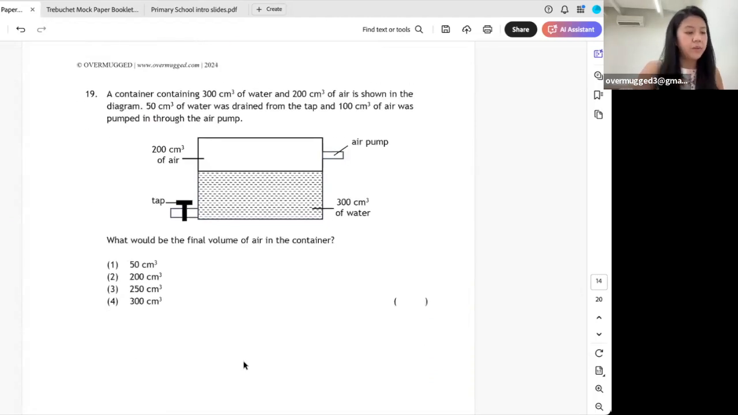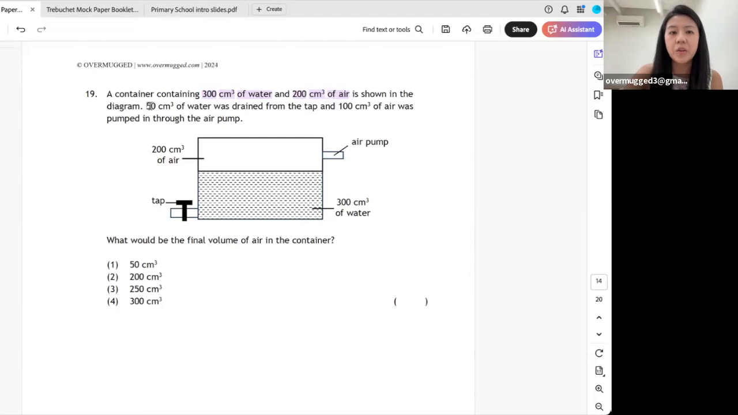Okay, this is a common trick question that students tend to get confused, all right? You need to understand the concept of gases not having definite volume. So they can either be compressed or they can take up any space that's available to them, all right? We begin with a container that has 300 cm cube of water, 200 cm cube of air.